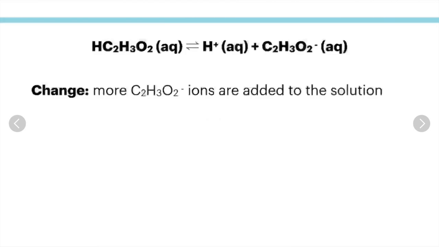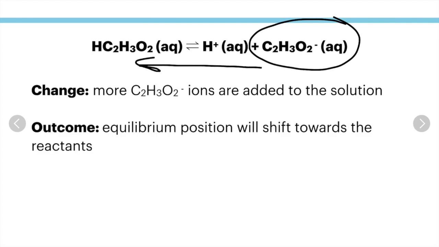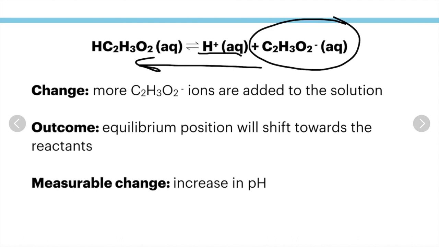So here's the equation for the dissociation of acetic acid. The change that we're looking at here is if we were to add more of the acetate ion. Due to Le Chatelier's principle, this would cause the equilibrium to shift towards the reactants. And this will in turn cause the concentration of H+ ions to decrease. And this will cause a change that we can measure, which is an increase in pH.